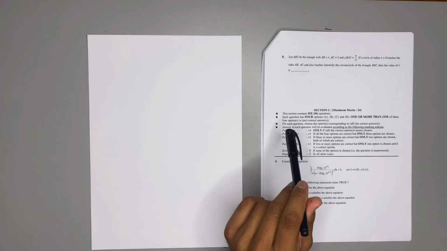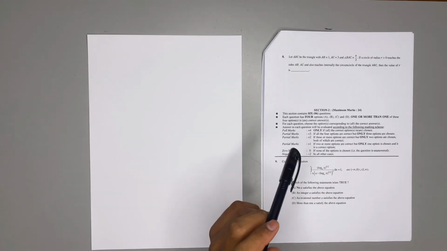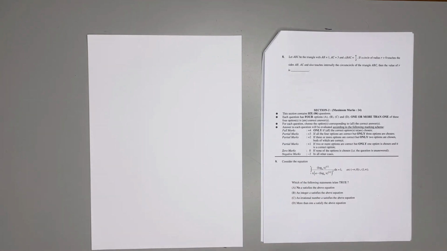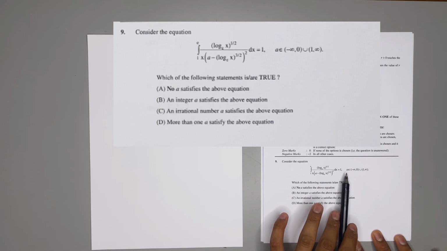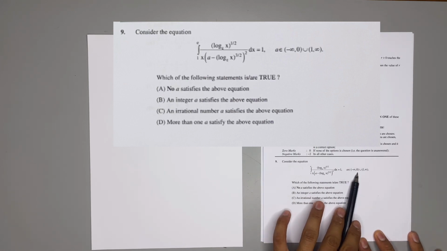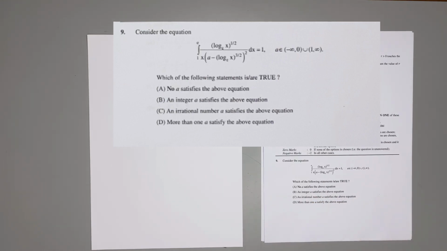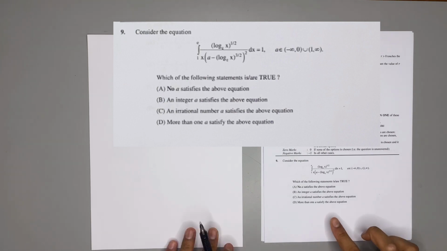Section 2, max marks 24. This section contains 6 questions, multiple choice. Full marks you get 4, partial marks 3, and 0 marks 0, negative marks -2. Question 9. Consider the equation, this expression over here, alpha being an element of -infinity to 0, to 1, to positive infinity. Which of the following statements is/are true?